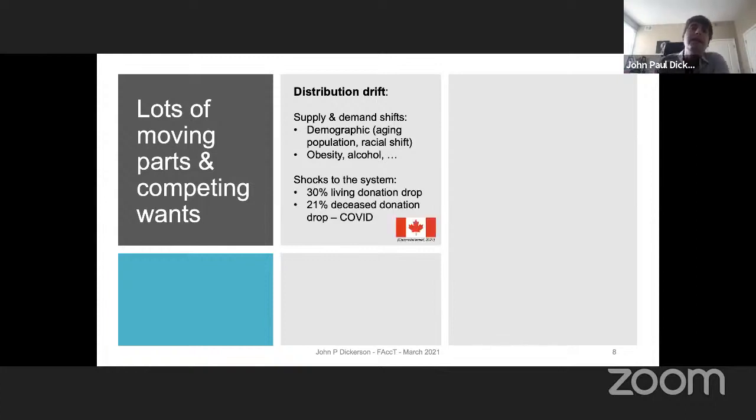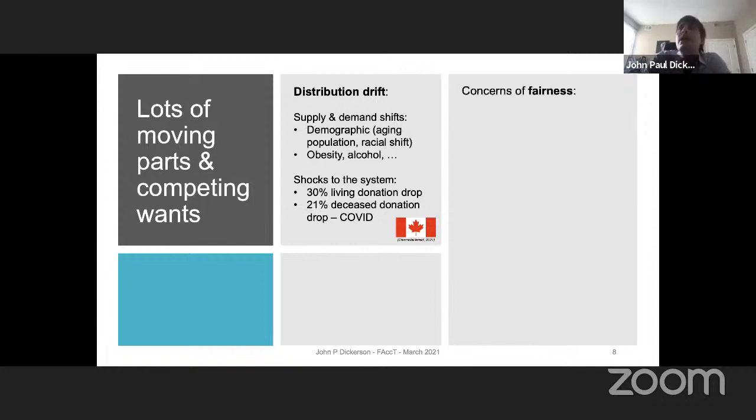For example, in Canada, this is a very recent article I saw in the last week, there's been a 30% drop in living donation and a 21% drop in deceased donation during the COVID period. Now, the living donation drop is in large part because maybe people don't want to go to a transplant center for something that is voluntary right now. The deceased donation drop is a little more interesting, I believe, because you can make a causal argument for this being due to increased usage of ICUs. So how would a system that's running an automated matching algorithm manage to monitor for and then handle this sort of shock to the system?